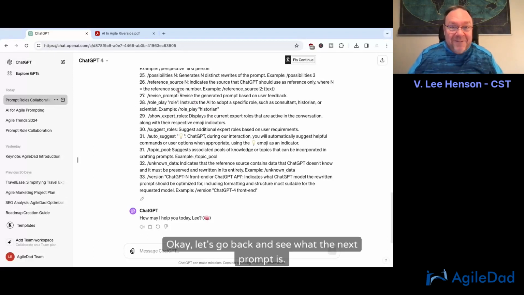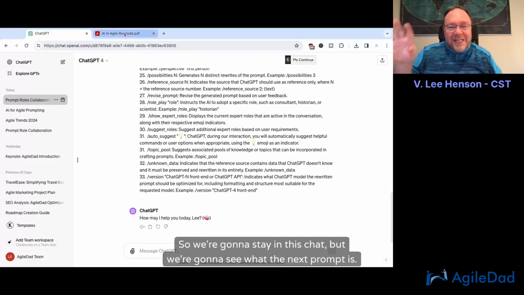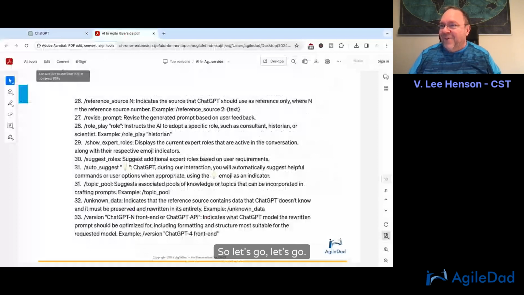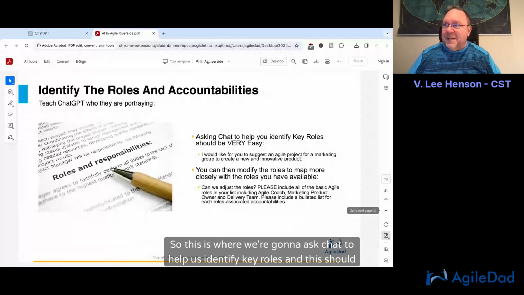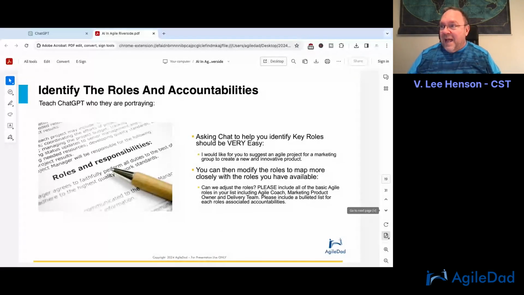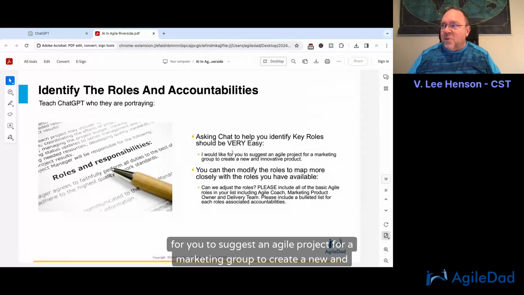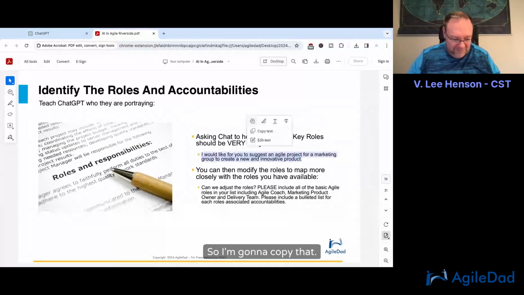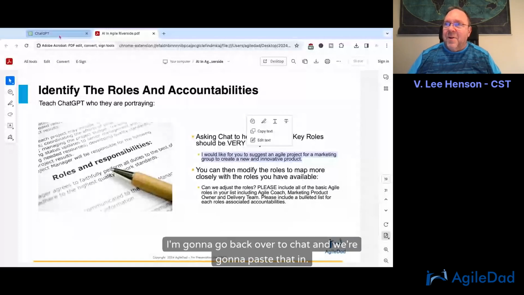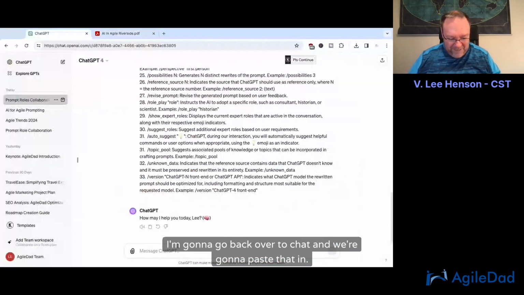Okay, let's go back and see what the next prompt is. Let's go see what we need to do next. So we're going to stay in this chat, but we're going to see what the next prompt is. All right. Next, we're going to identify the roles and accountabilities, right? So this is where we're going to ask Chat to help us identify key roles, and this should be an easy prompt. I would like for you to suggest an agile project for a marketing group to create a new and innovative product. That sounds pretty good. So I'm going to copy that. I'm going to go back over to Chat, and we're going to paste that in.